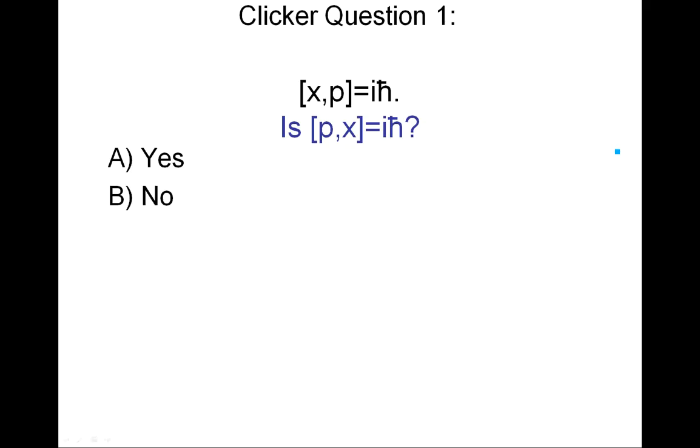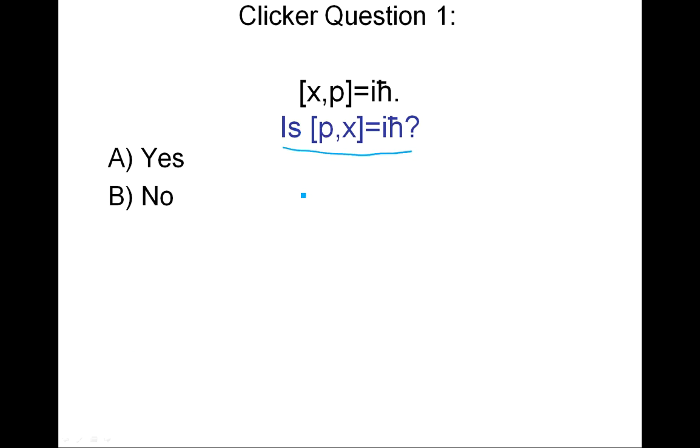So now what I'd like you to do is calculate the opposite. We just calculated [x, p], so go through and calculate [p, x], and we'll talk about this in a little bit. Okay, so the question is, is [p, x] equal to the same thing as [x, p]?